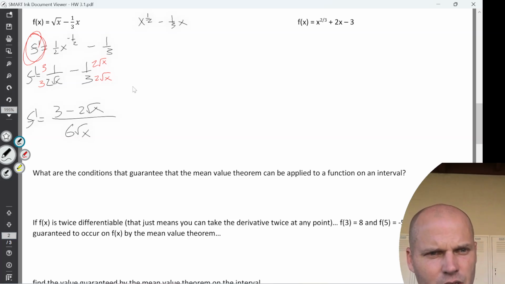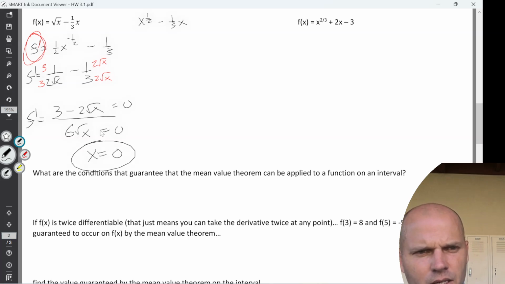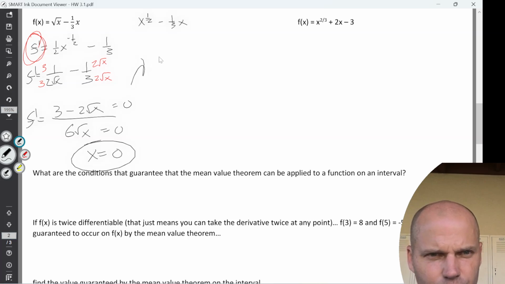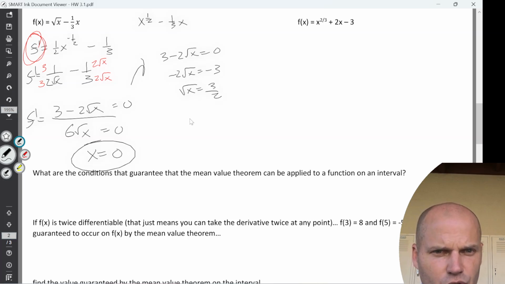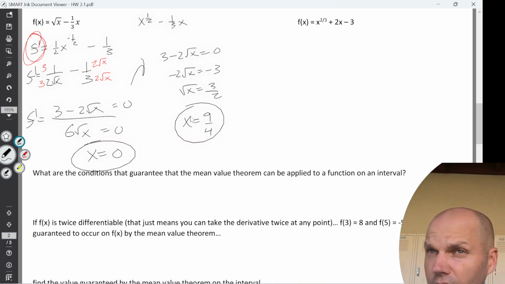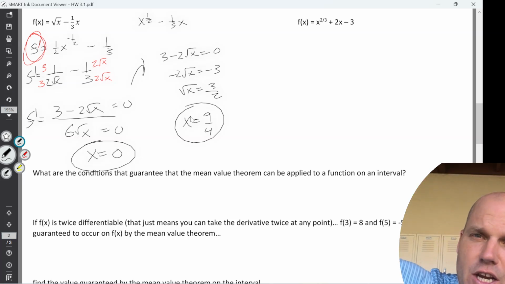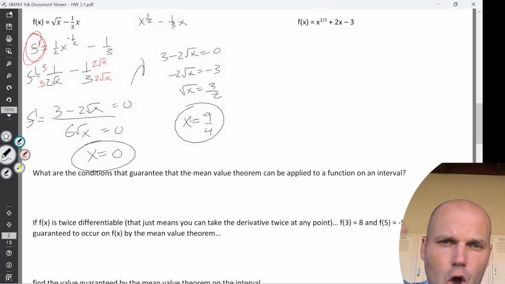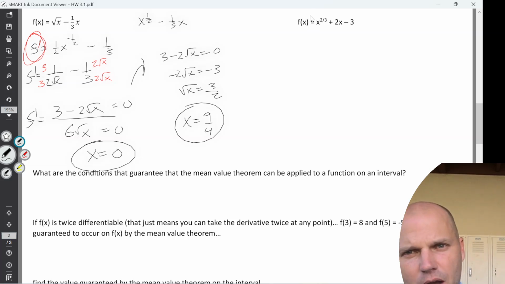Okay? And we want to see when this is 0. We want to see when this is undefined. We will look at the top equals 0 and the bottom equals 0. Square root x equals 3/2, x equals 9/4. We don't worry about pluses or minuses when we're squaring to solve an equation, but when we square root to solve an equation, we need a plus or minus. That's an example of a problem, guys, that if you didn't get right, you do again on your own. Okay? This problem, if you don't get right, do it again on your own.